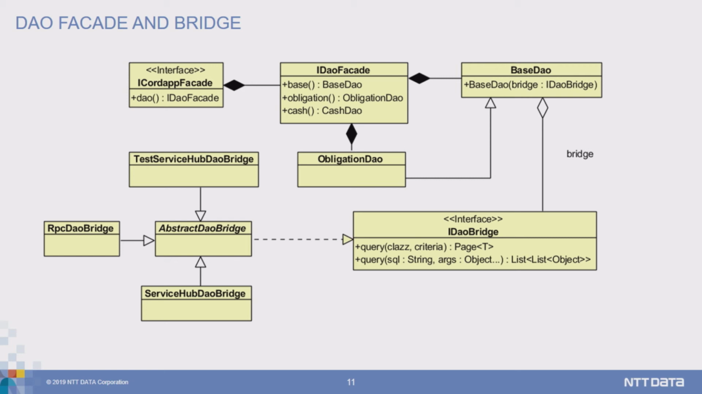And this hides the various implementations. We have 3 implementations: the one through the RPC, the one from the service hub, and the one during testing. So the test service hub DAO bridge would hide what we saw before, it wraps transactions. Moreover, through RPC, we can't make native queries. So this has a structure that starts a flow just to execute the native query inside it and return the result. So through the same interface, we can also make native queries through RPC.